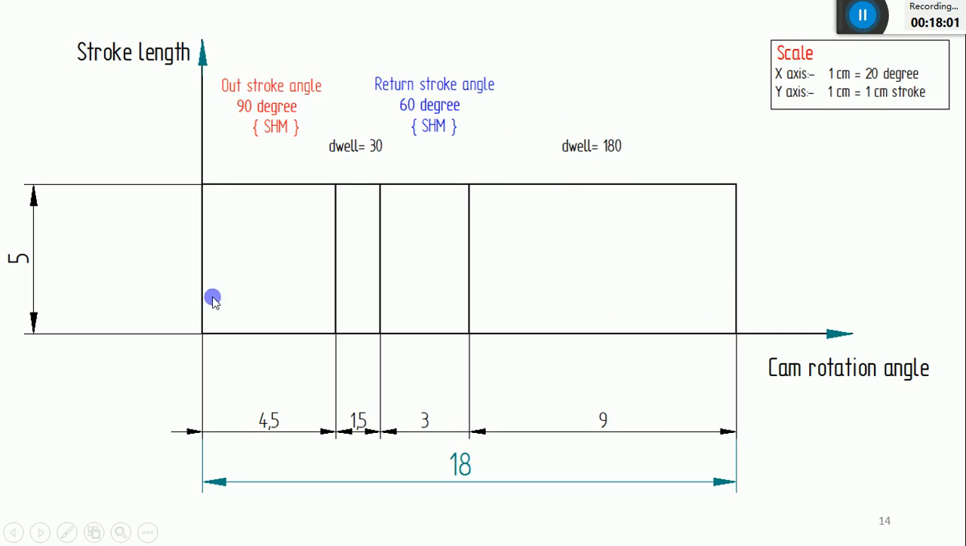Okay. And after that, I need to divide this outstroke and the return stroke into 6 equal parts. The outstroke is 4.5 centimeters, and I want 6 equal parts. So 4.5 divided by 6 becomes 0.75 each. Just divide this 4.5 centimeters into 6 equal parts, and each division will be 0.75, 0.75, 0.75.